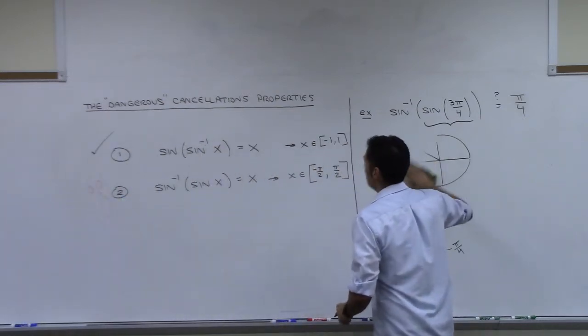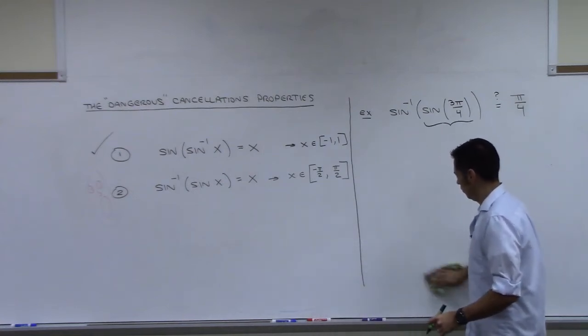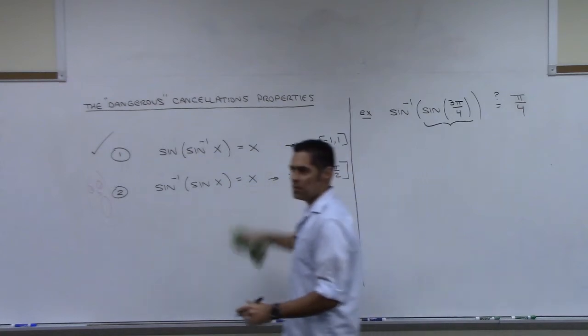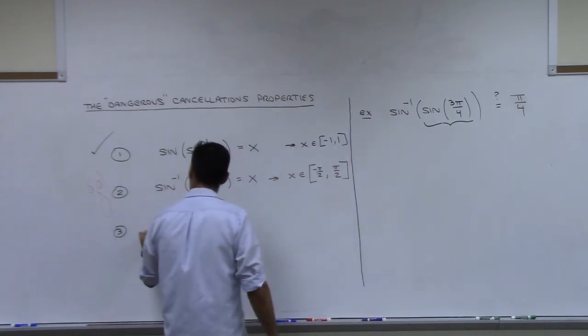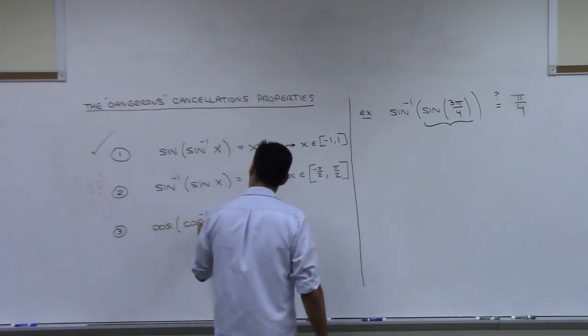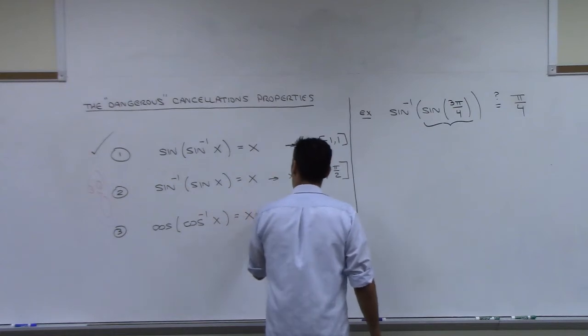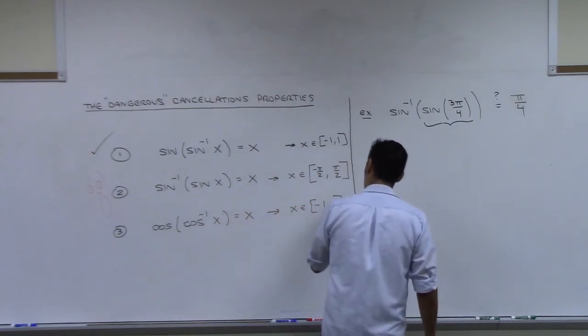All right, how about the cancellation properties for cosine? Well, that means there's a couple more. Number 3: cosine of cosine inverse of x equals x, so long as x is between negative 1 and 1.